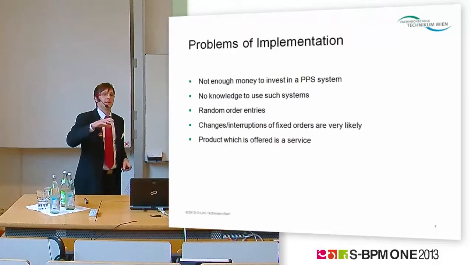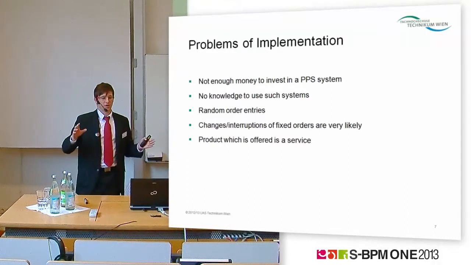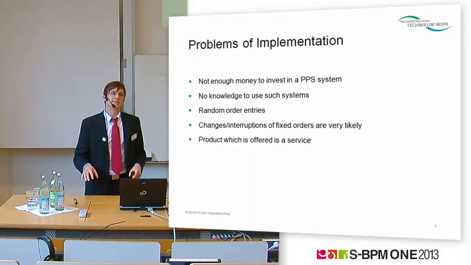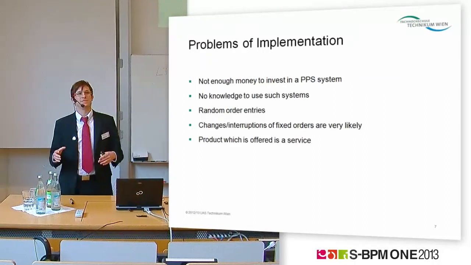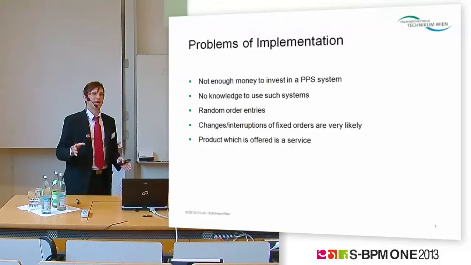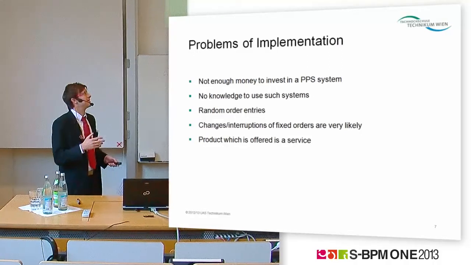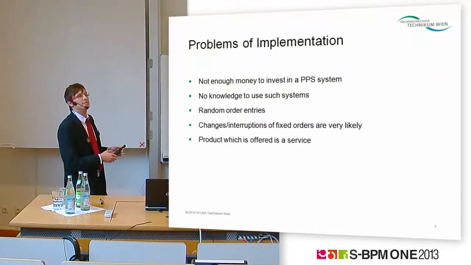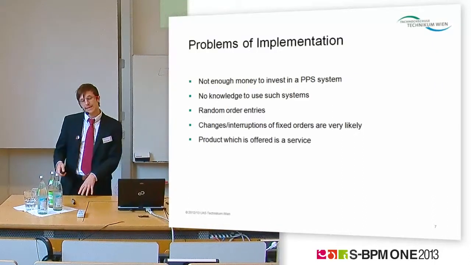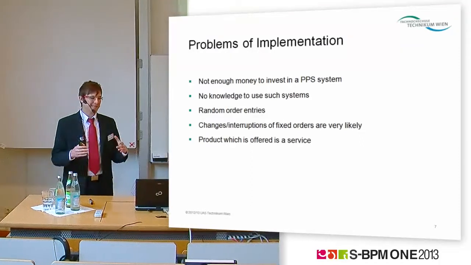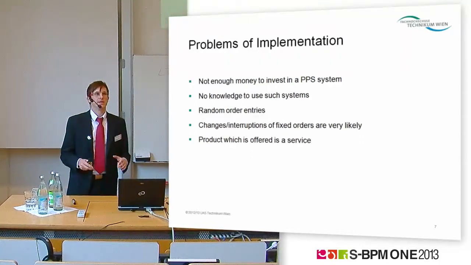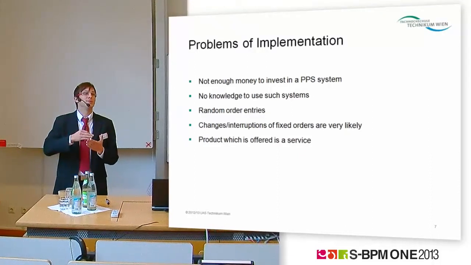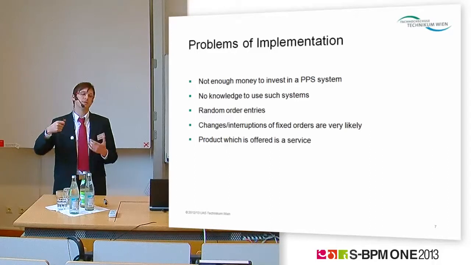Other problems are that the order entries of the company are very random, and if there are fixed orders, changes and interruptions of these orders are very likely. And especially in the service and repair department, the product which is offered is mainly a service. So the secondary requirements planning is very difficult to do, because it is very difficult to define the items and the materials which are needed.